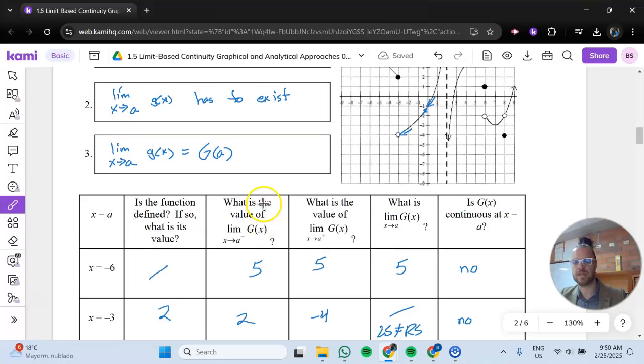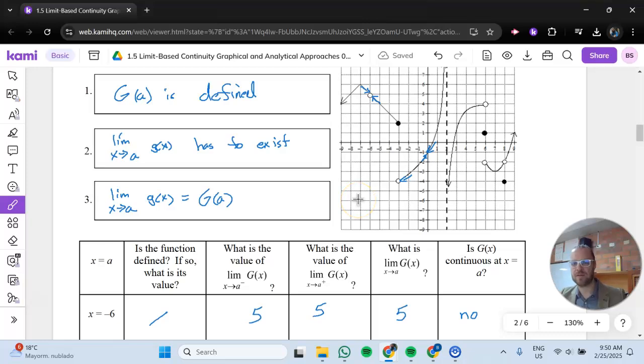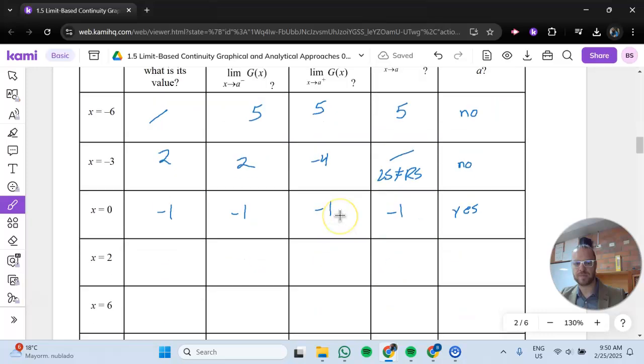All right, next one's going to be 2. So if I look up here at 2, right off the bat, we can see that it's not defined because it's an asymptote. So to learn a little bit of a trick here, what we can do is say, well, what is the value? Non-existent, therefore it is not continuous.